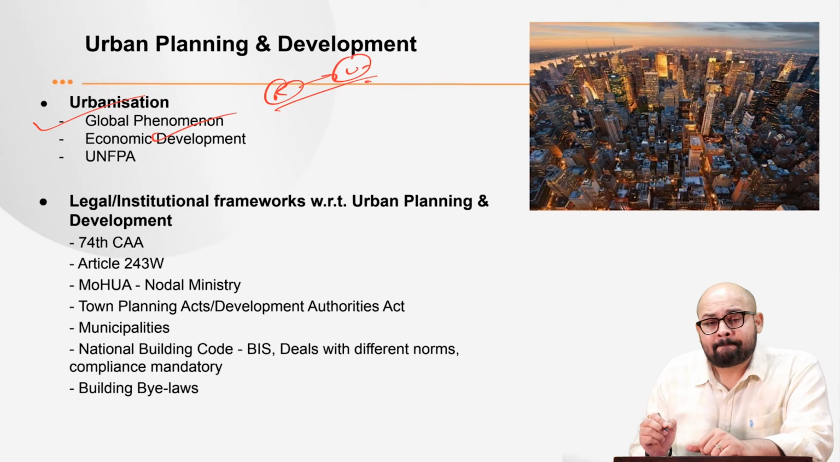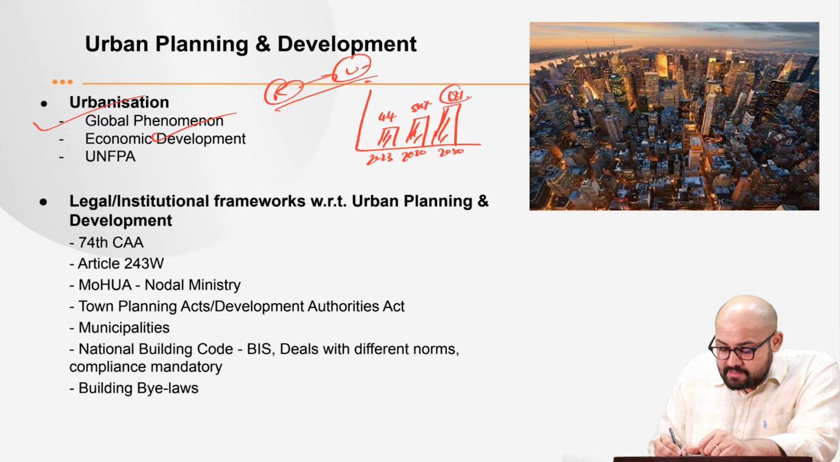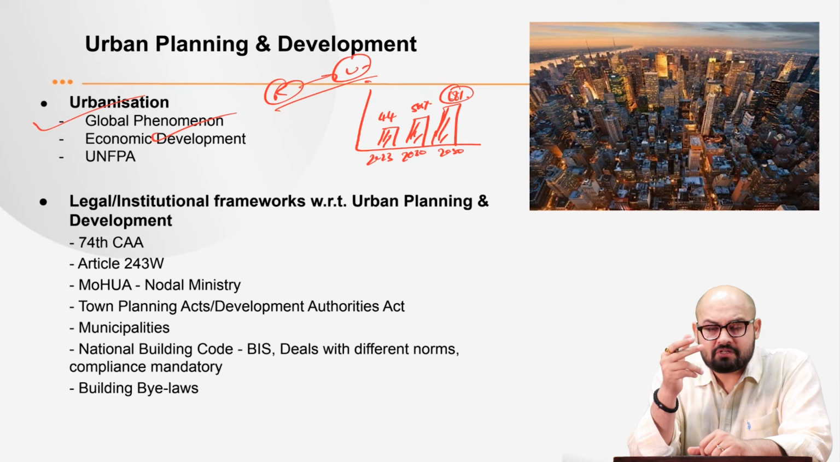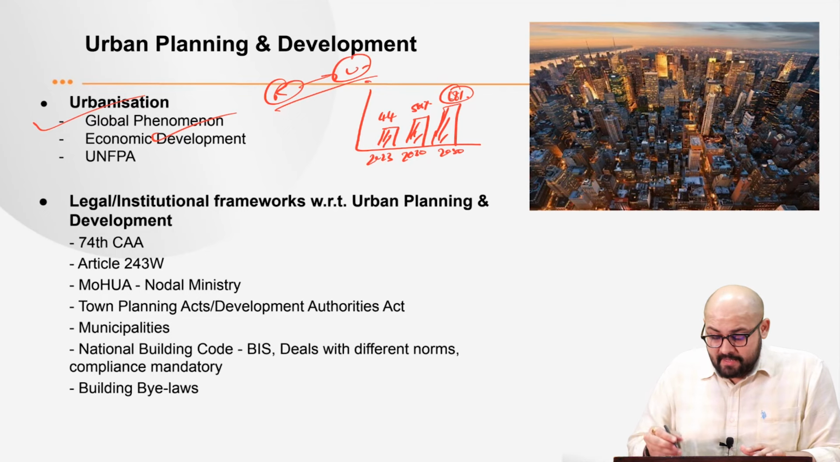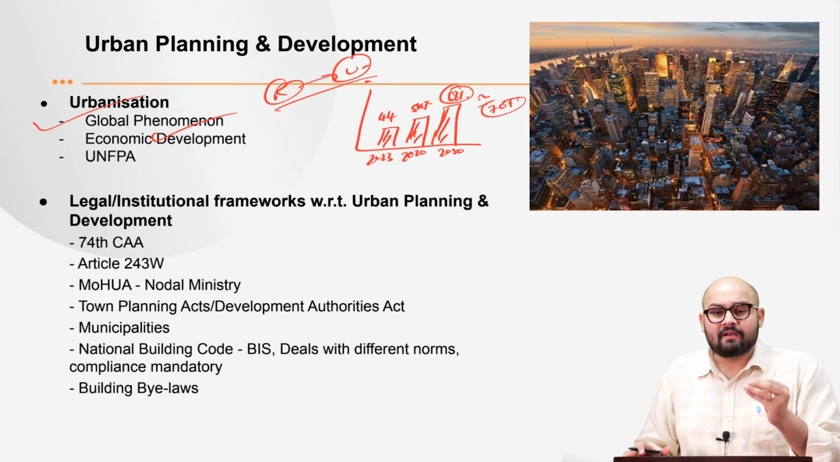Now if we go by the data by the United Nations Population Fund Agency, it has projected that the urban population in India will increase from 44% in 2023 to 54% in 2030, and in 2050 it would be 68%. So 68% would be the urban population out of the total population, and the rest would be living in the rural areas. What we see is that it is almost equivalent to 70%. So 70% of the human population in India would live in urban areas.